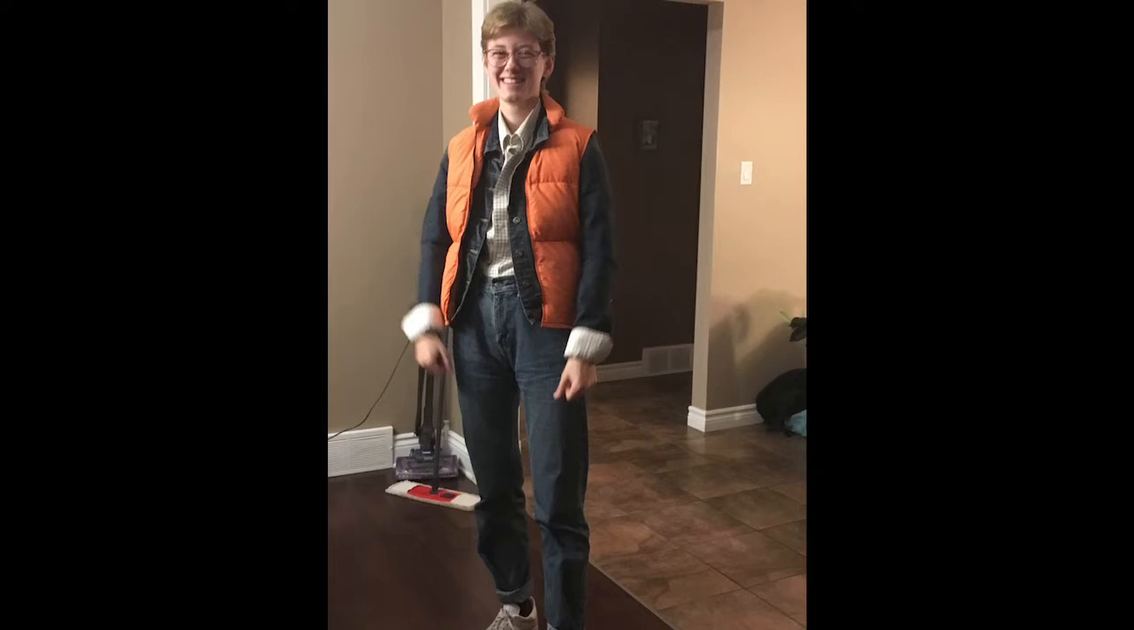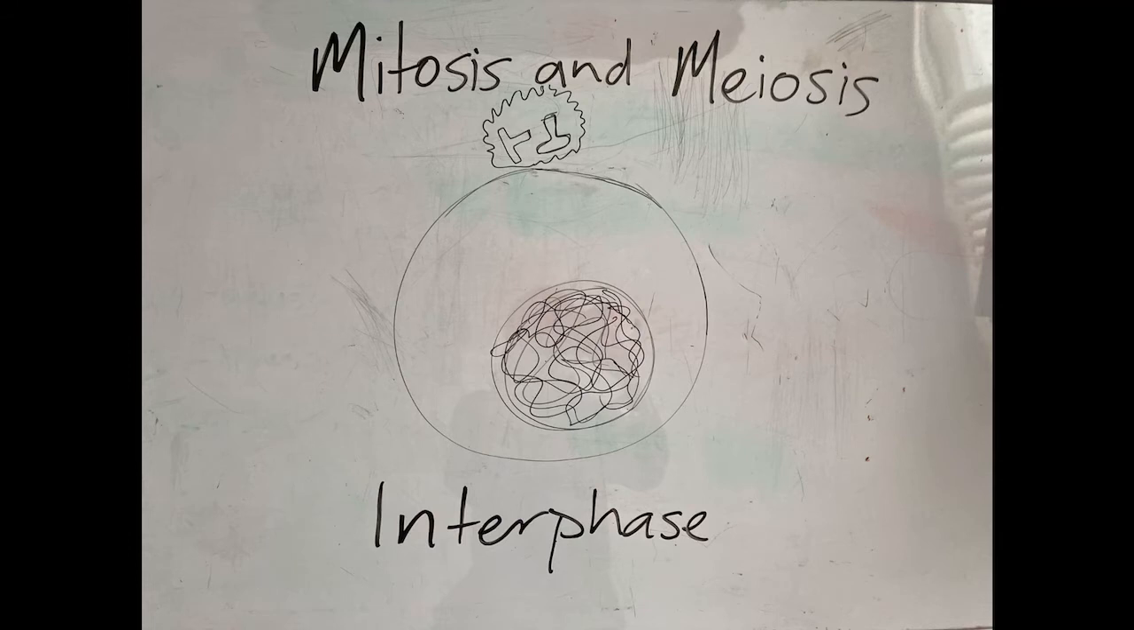So now we'll move on to the first phase, which isn't actually a part of mitosis and meiosis, but it happens before, which is interphase. There are three phases within interphase: the S phase, the G1 phase, and the G2 phase. In the S phase, all the DNA in the cell is duplicated.